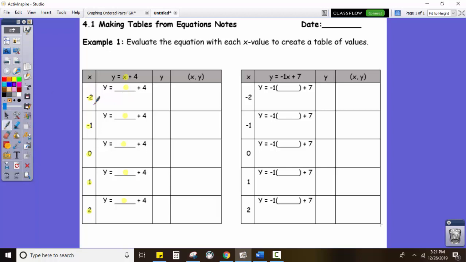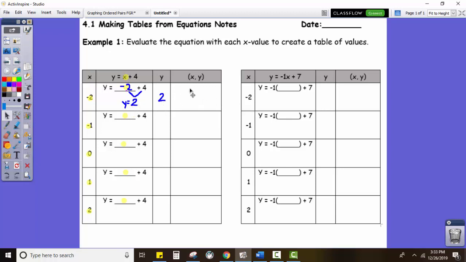So first one, I'm taking -2, I'm plugging it in, and then I just evaluate this part of the equation. I figure out, well, -2 plus 4 is 2. So that tells me that y equals 2, okay, because there's y on the left-hand side of the equation. So in the y column, what I got for the answer when I evaluated this, I got 2. So I'm just going to write this in the y column. So I got 2 there.